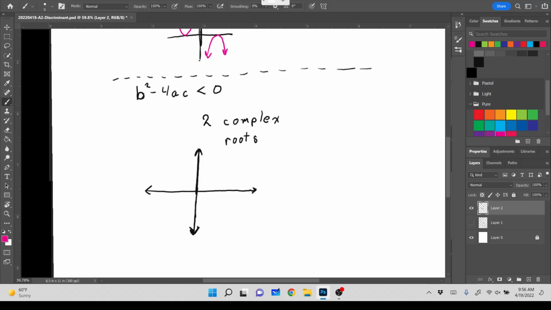It means it's going to be either something like this or something like that. So it never crosses the x-axis. Does that make sense?